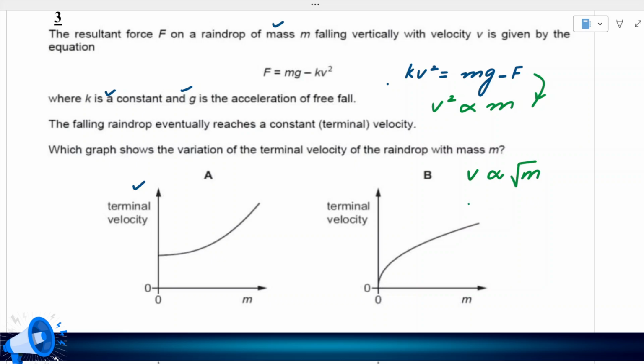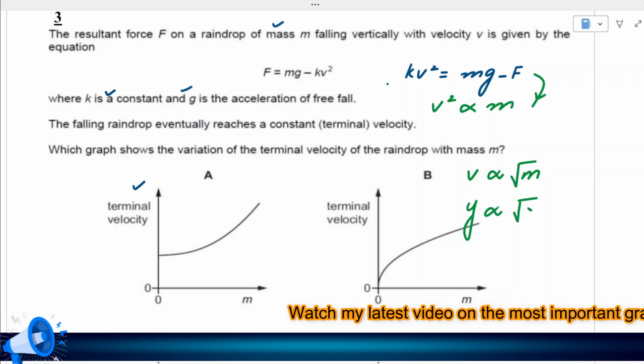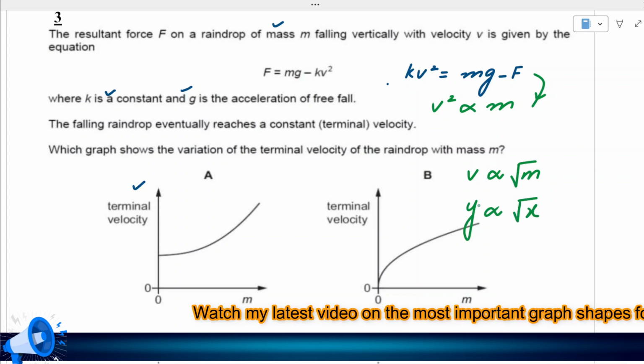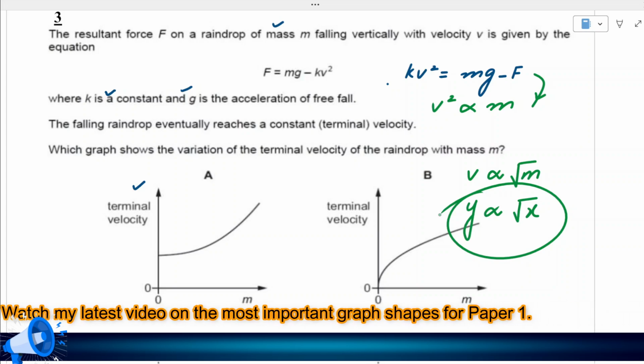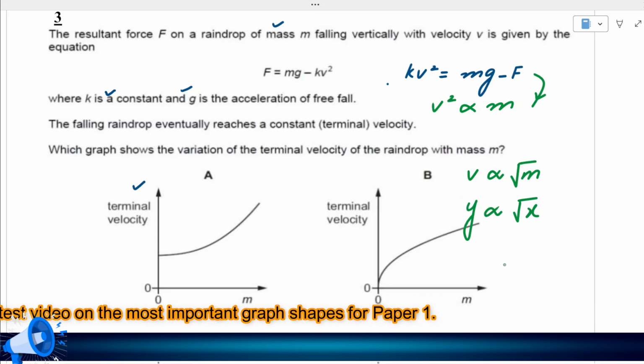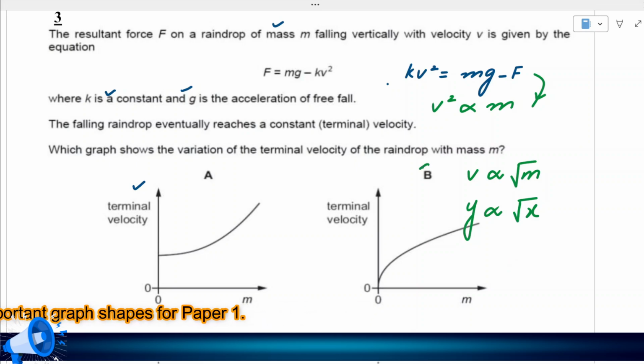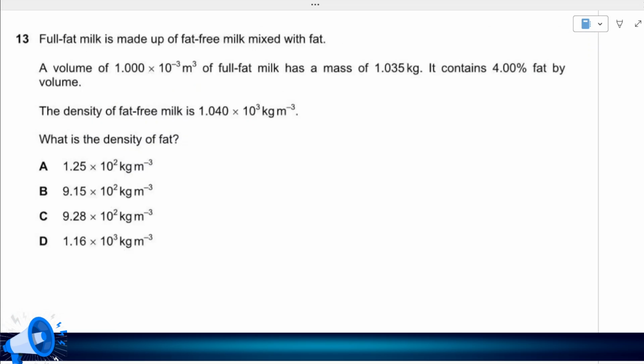So basically, we have v on the y-axis, we have m on the x-axis. So you need to plot this graph. You need to identify the shape of this graph from mathematics. y is directly proportional to the square root of x, which in this case, I can tell you the shape of this graph, looks something like this. Alright guys, over to the next one.